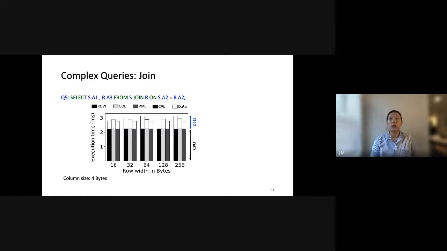So here we used a traditional hash join algorithm, since the hashing cost dominates the execution time of the queries. So we differentiate the CPU cost and the data retrieval time. For the CPU cost, the RME cannot do anything to improve the CPU cost for hashing. However, our RME can reduce the data retrieval time regardless of the row size, as you can see. So when we think about the data movement, RME can save the data movement by 41%.